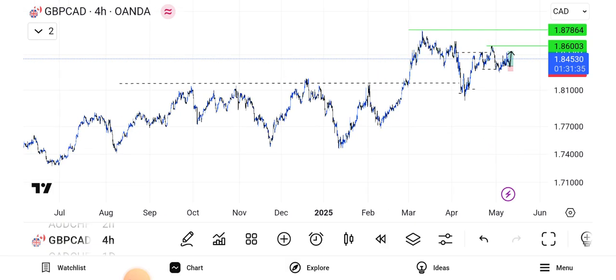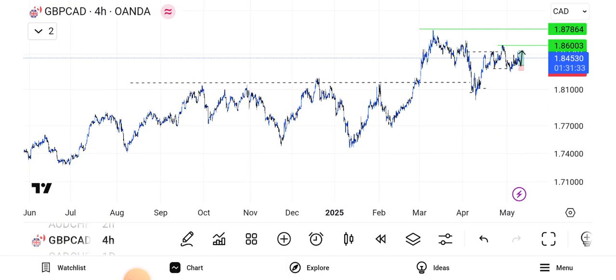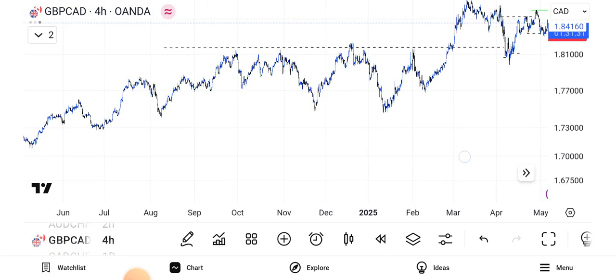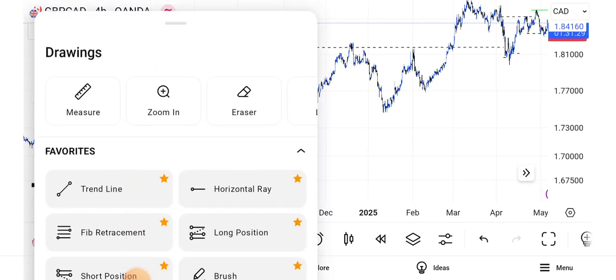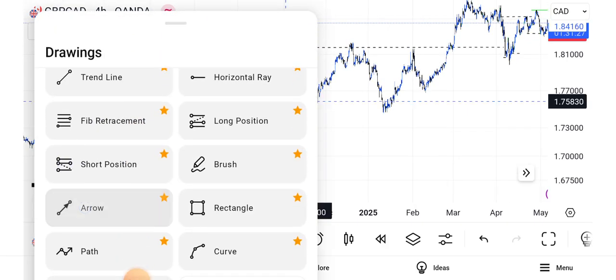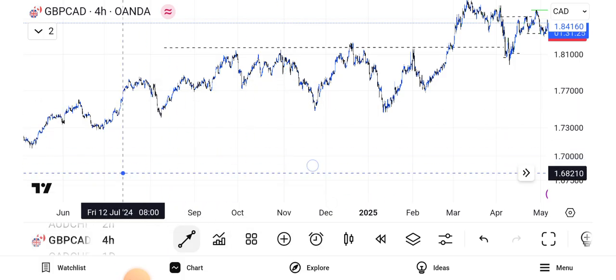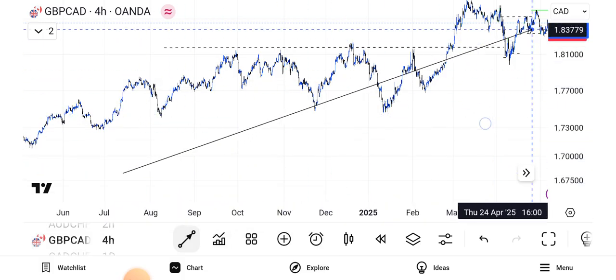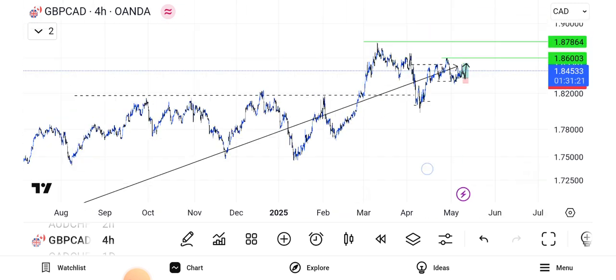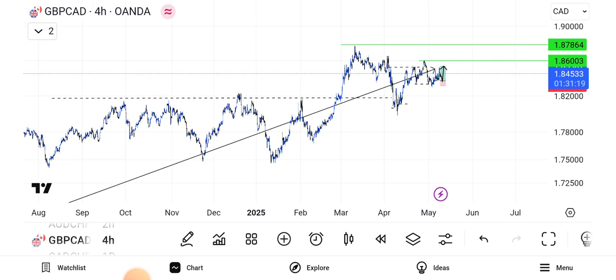Now, if you look at GBP CAD, right? GBP CAD has been on an uptrend if you look at it very well. So it has been trending upwards like this. From the way you see, price has just been going up, right? So price has been moving upwards, so it's in an uptrend.